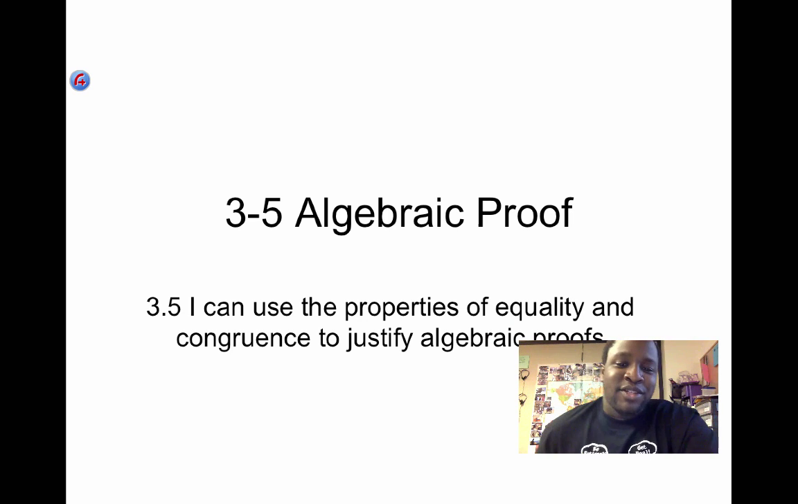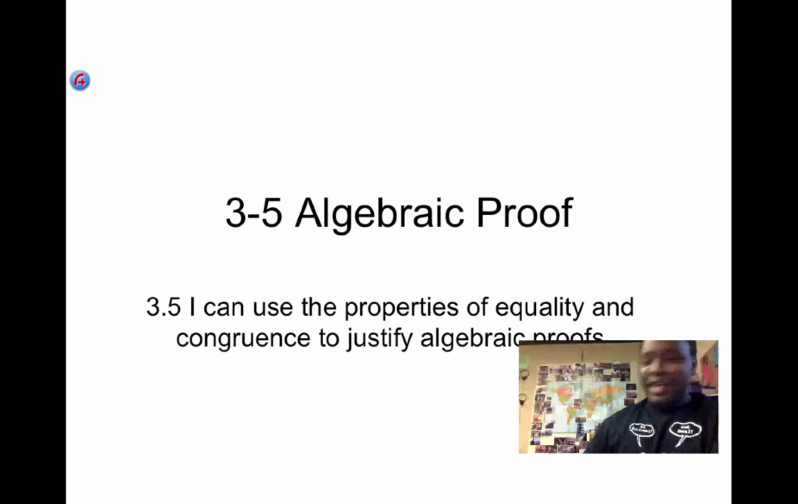Hello and welcome back to Geometry, where you're going to prove algebraic equations all night with Bruce Springsteen, right? Springsteen, yeah, that's his name.